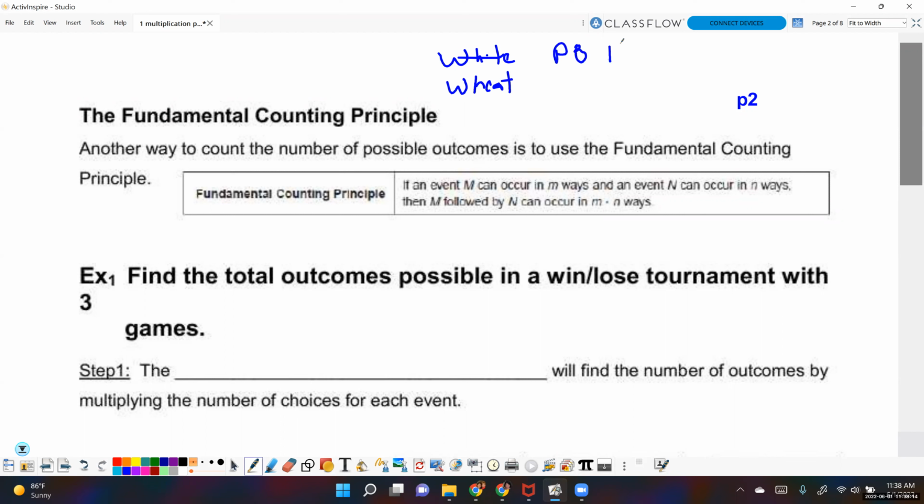So we're going to fill in step 1. The blank will find the number of outcomes by multiplying the number of choices for each event. Multiplication.